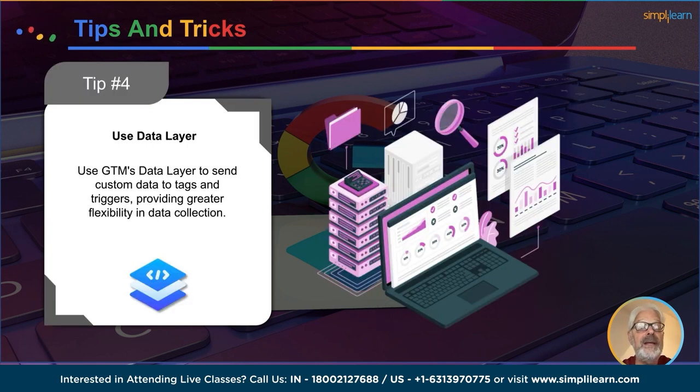Now, the next tip is the data layer functionality in Google Tag Manager. Using a data layer in Google Tag Manager allows you to store and access data about your website or app that can be used by tags, triggers, and variables. It's a JavaScript object that contains information about the user's interaction with your website or app, such as page views, form submissions, product details, and more. By utilizing a data layer, you can simplify the implementation of various tracking and marketing tools, making it easier to customize your analytics and advertising solutions. It can also help you improve the accuracy and consistency of your data collection. Thereby, it reduces errors and it reduces duplications.